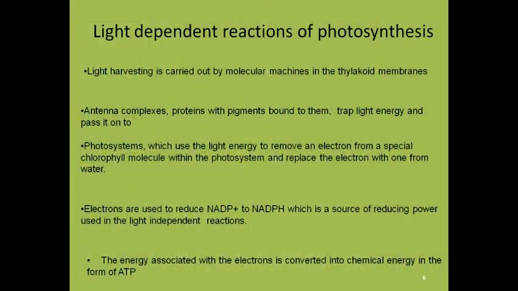We will first consider the light-dependent reactions. Light harvesting is carried out by molecular machines in the thylakoid membranes. Antenna complexes, proteins with pigments bound to them, trap the light energy and pass it on to photosystems, which use the light energy to remove an electron from a special chlorophyll molecule within the photosystem and replace the electron with one from water. Electrons are used to reduce NADP to NADPH, which is a source of reducing power used in the light-independent reactions. The energy associated with the electrons is converted into chemical energy in the form of ATP.